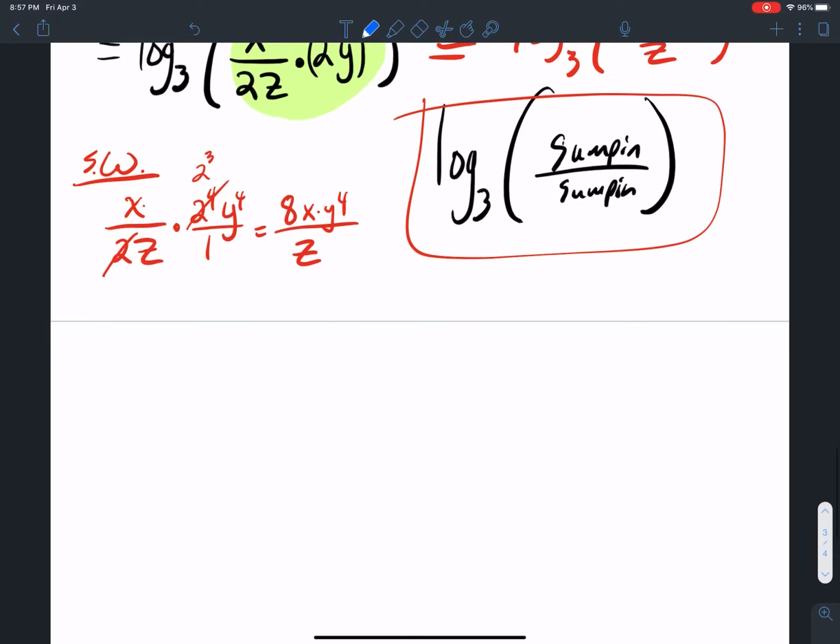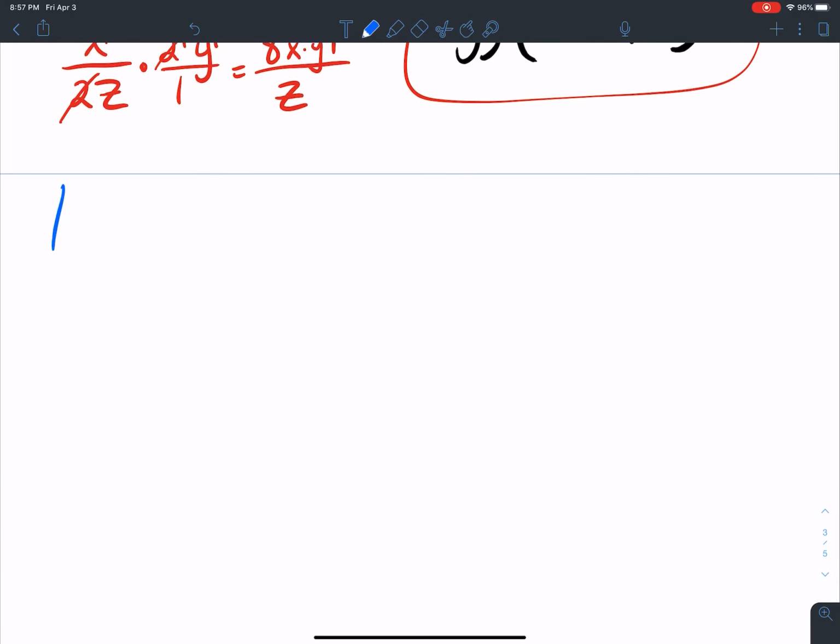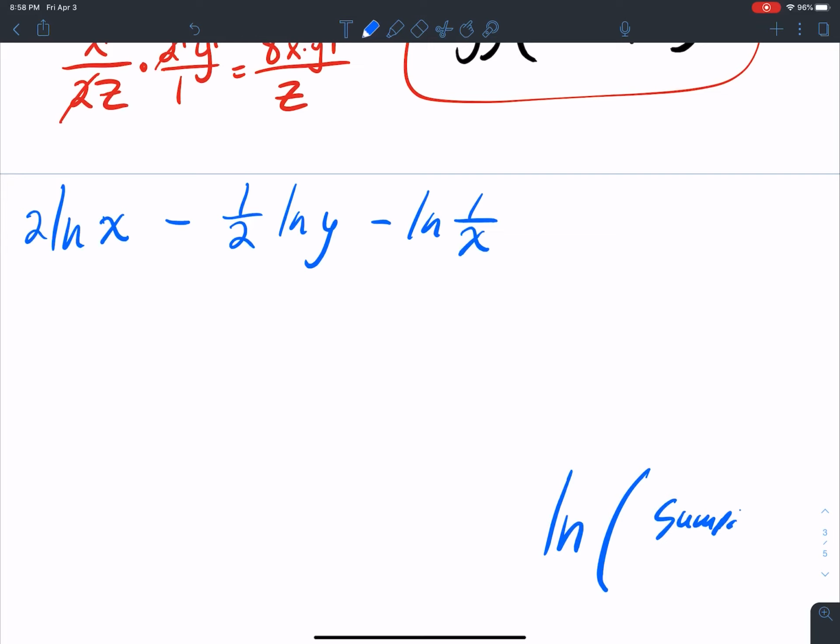Okay, let's do another condenser. So let's do 2 ln x minus 1/2 ln y minus ln of 1 over x. Okay. All right. So what's going on here? Well, first thing I want to do is make sure I've got the same ln on the outside. I want to end up with ln of something over something. But right now I've got numbers out front that I need to take care of.